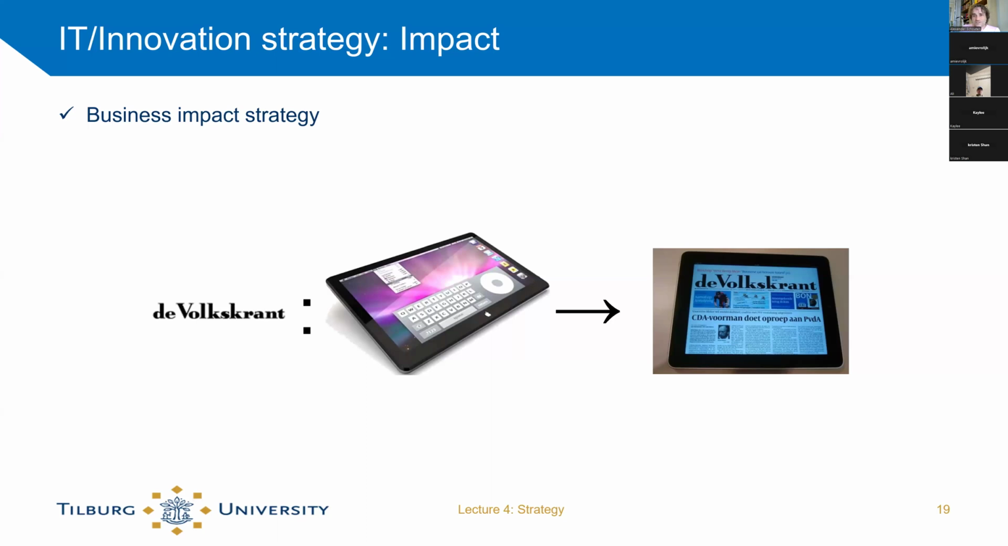So this is really a business impact strategy. We see something happening in the environment. We see a technological development, tablets, and we are going to change our business strategy from paper to not only paper newspapers. This is clear, right? Okay.